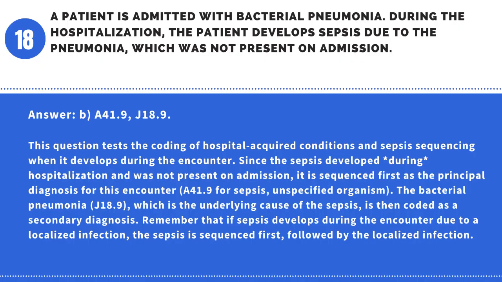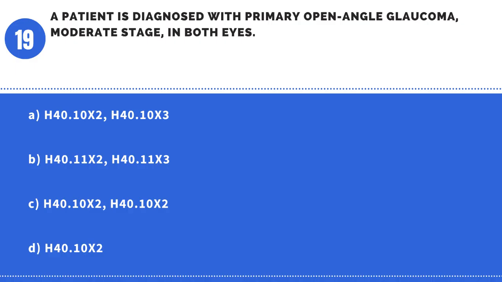A41.9, J18.9. This question tests the coding of hospital-acquired conditions and sepsis sequencing when it develops during the encounter. Since the sepsis developed during hospitalization and was not present on admission, it is sequenced first as the principal diagnosis for this encounter, A41.9 for sepsis, unspecified organism. The bacterial pneumonia, J18.9, which is the underlying cause of the sepsis, is then coded as a secondary diagnosis. Remember that if sepsis develops during the encounter due to a localized infection, the sepsis is sequenced first, followed by the localized infection.